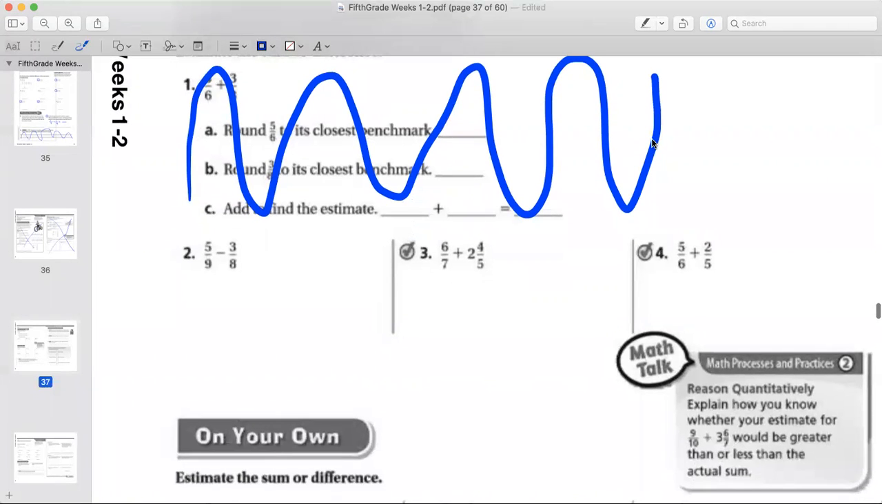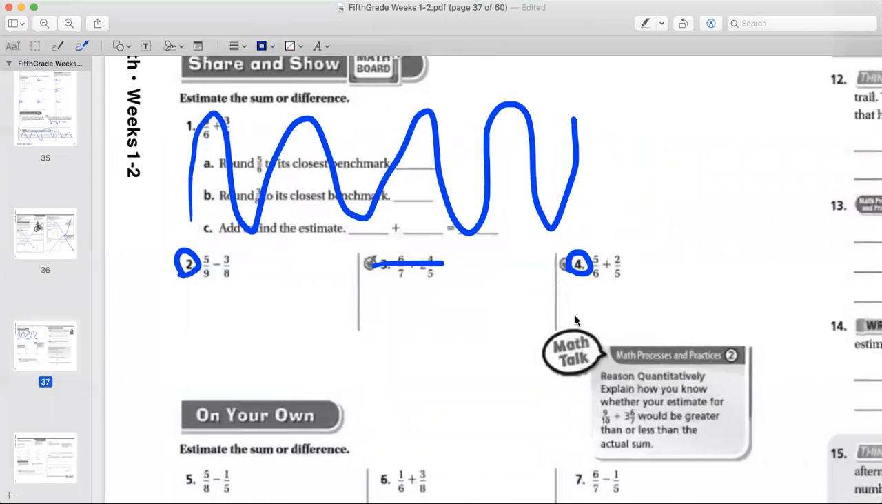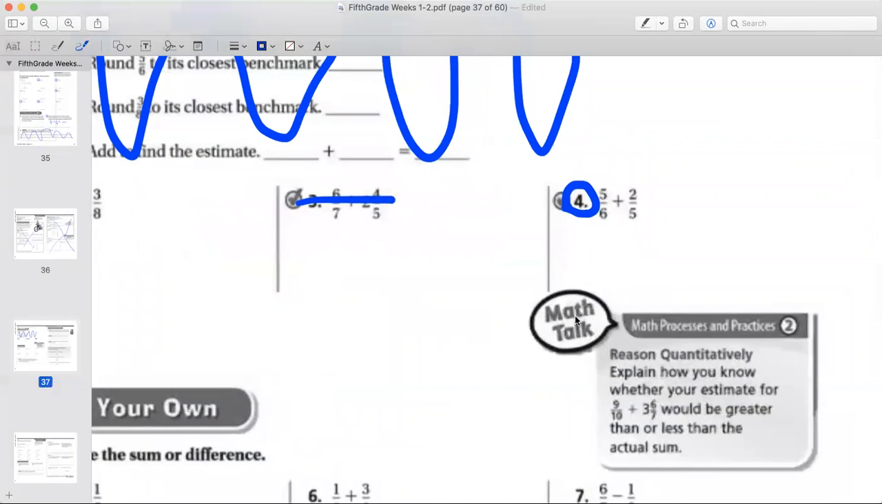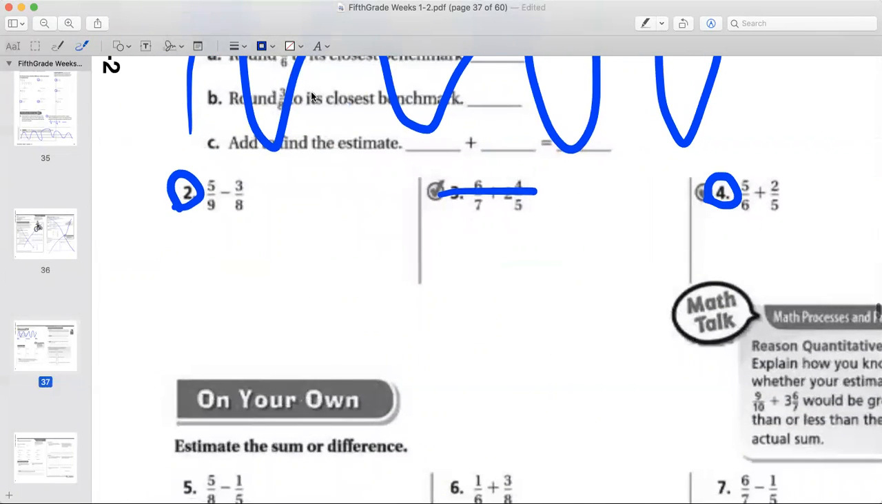And then we are going to do number 2 and number 4 together. We're going to skip number 3 for now because I'm going to teach you how to do that a little later. So don't worry about that one. So let's start with these ones. So we are going to take, let me get my annotation tool out, hold on.